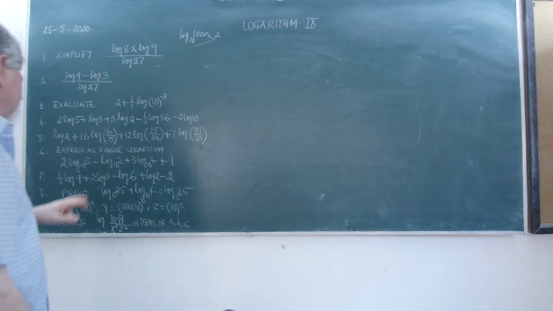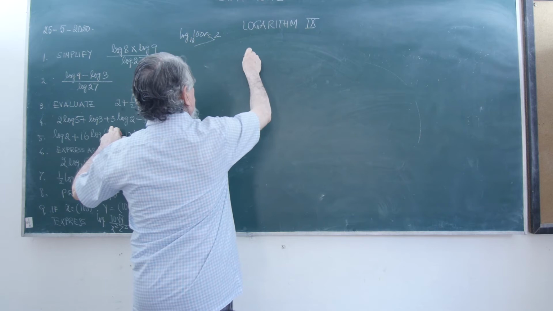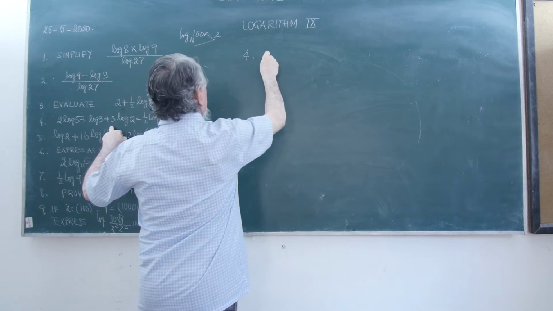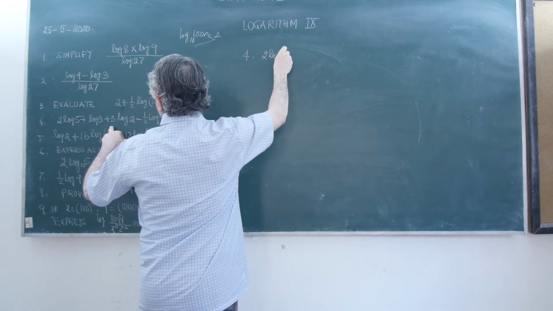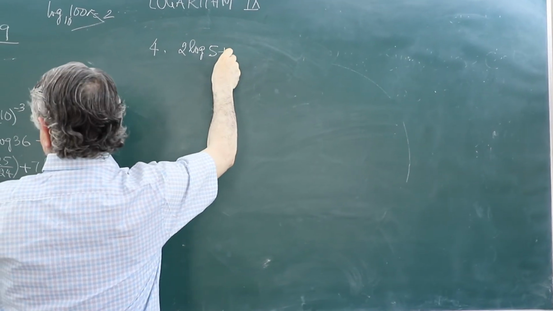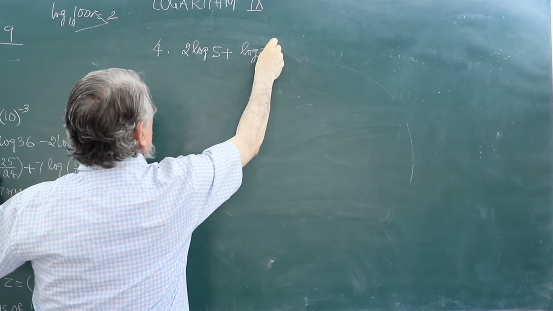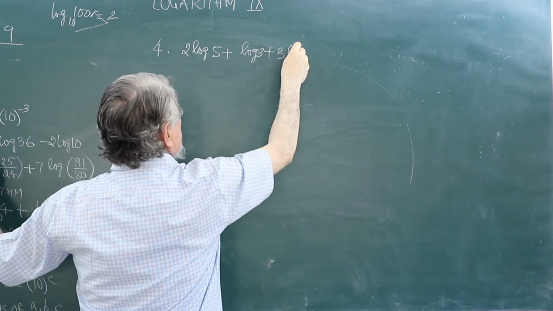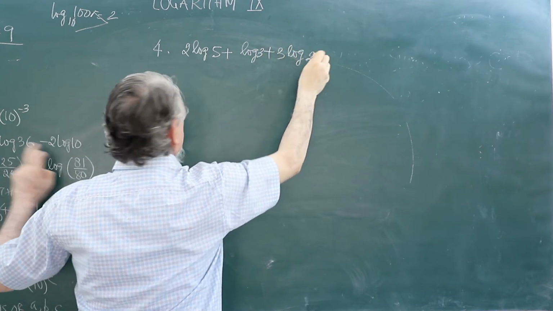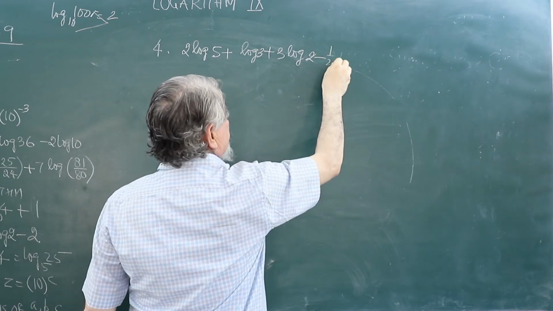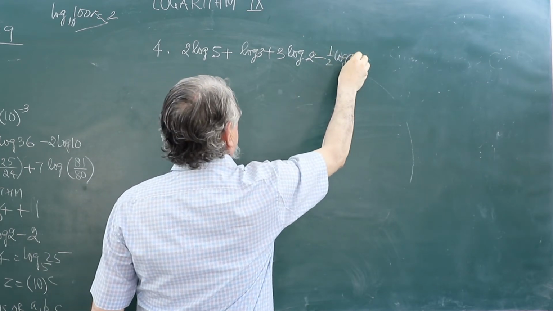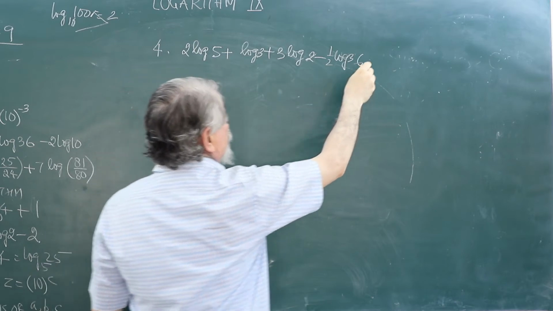Now let us look at question number 4, which is 2 log 5 plus 3 log 2, log 3 plus 3 log 2 minus half log 36 minus 2 log 10.